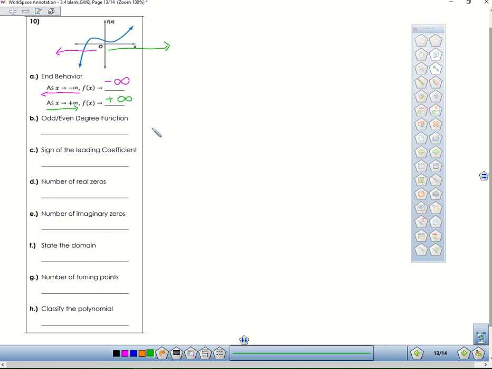Is this function odd or even? Odd. You guys see why it's odd? You see that chart on your first page? So odd functions always go up, down, or down, up. And then what's the sign of the leading coefficient? Positive or negative? This one goes down, then up, so it's positive. So B and C are right from the chart.